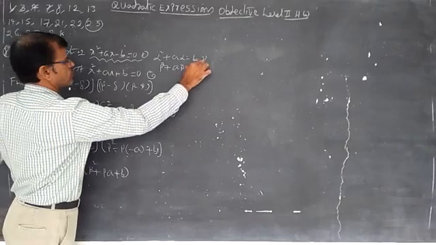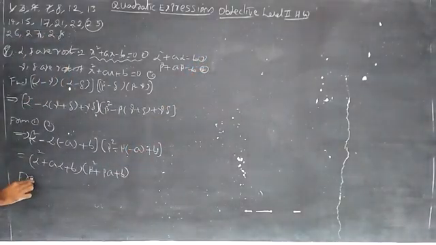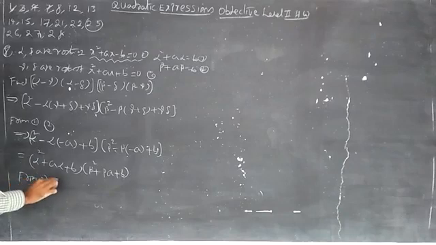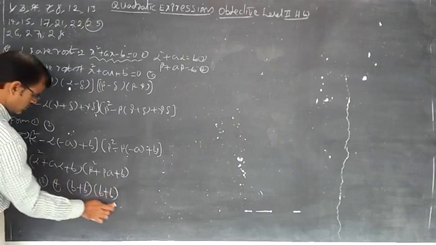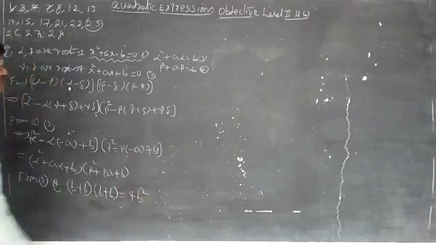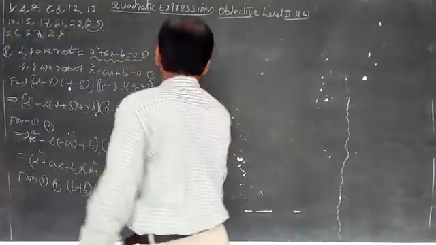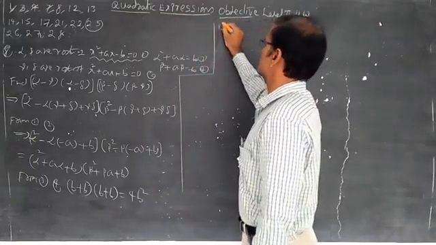Put here 3 and 4. From third equation, fourth equation, this is b plus b into this is also b plus b. 2b into 2b becomes 4b square. This is correct. Now 12th question.